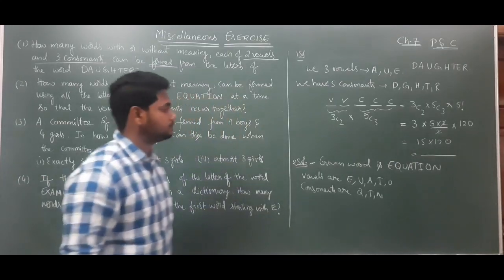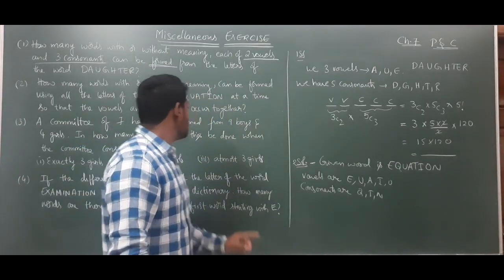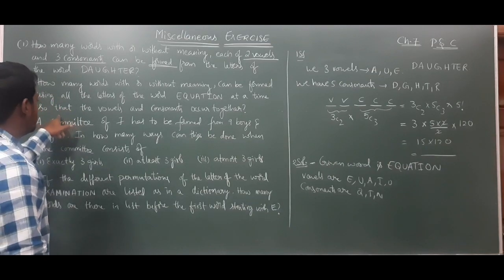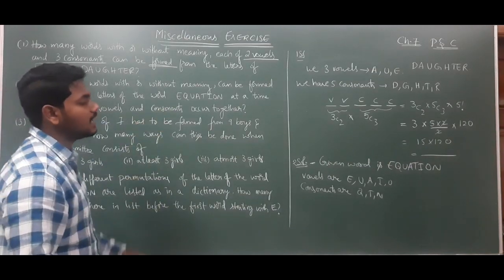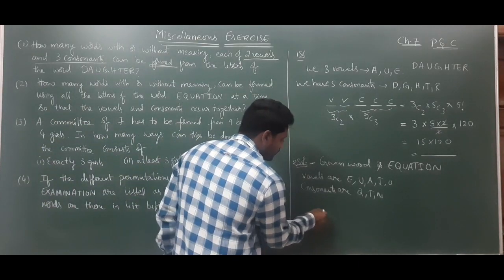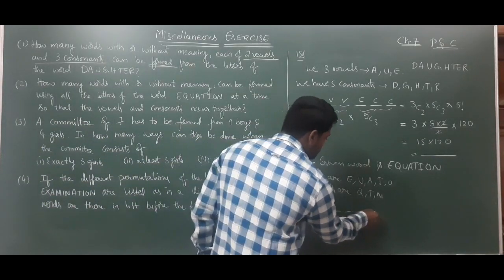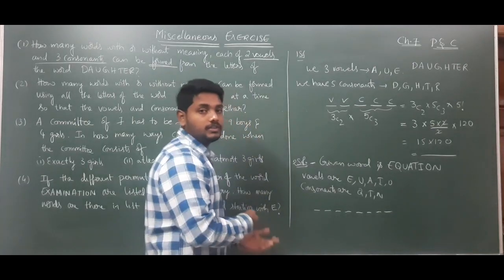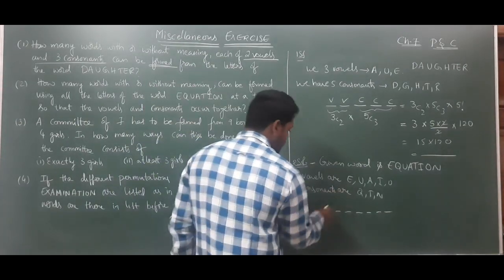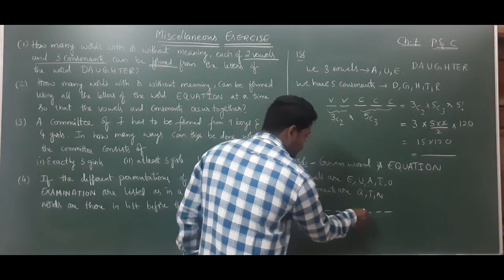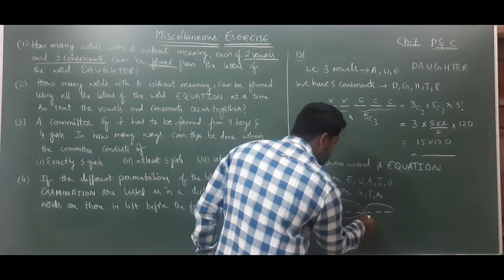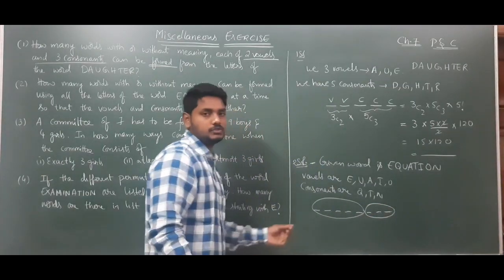Now we observe. They ask us to arrange so that the vowels and consonants occur together. See, there are 1, 2, 3, 4, 5, 6, 7, 8 letters. Out of that 8, vowels and consonants should occur together. How many vowels do we have? 5. 1, 2, 3, 4, 5. 5 vowels and 3 consonants should occur together.